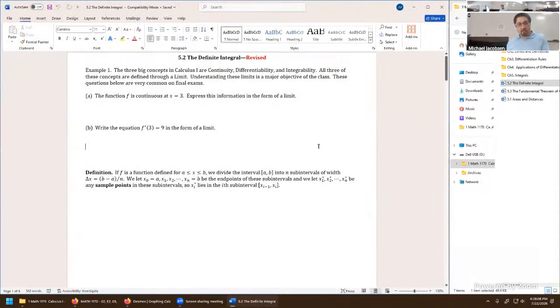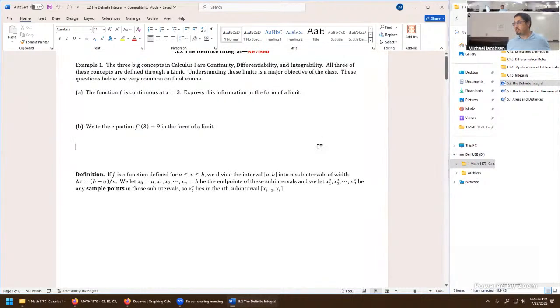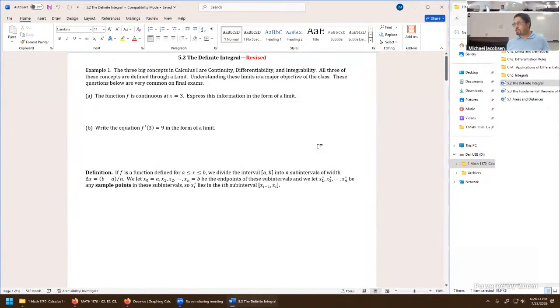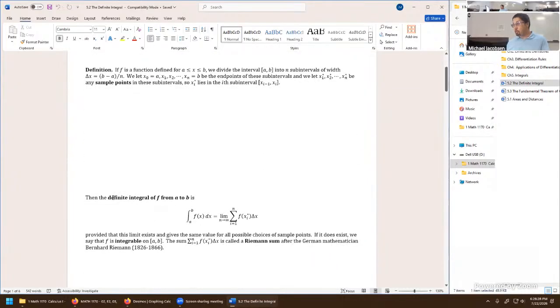Revision is just something small in the notes. I had the numbering of some problems wrong, so I fixed it there, so nothing major. So example one of these notes is kind of just a refresher of the role of limits. And the definition below is going to be essentially tying in what we saw in the very last section notes, how it ended. And we'll define before we're very far the definite integral of a function f from a to b.